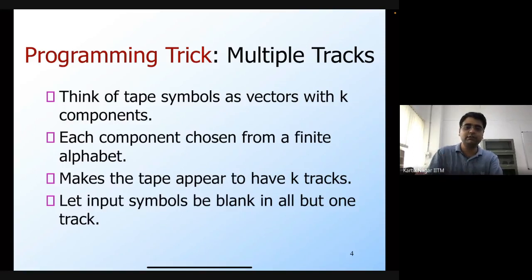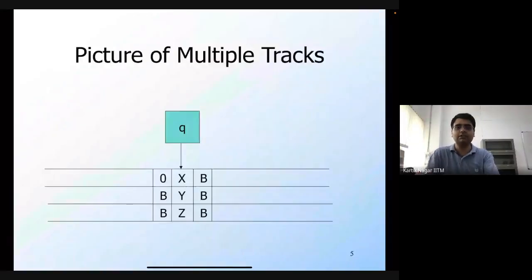Initially, the input symbol would be written in one of the tracks, and all the other tracks will be blanks. So for example, here's a picture of multiple tracks. Here there is only a single tape, but each symbol in the tape alphabet is now a vector. In this case, it's a vector with 3 components, and therefore it looks as if this machine has multiple tracks.